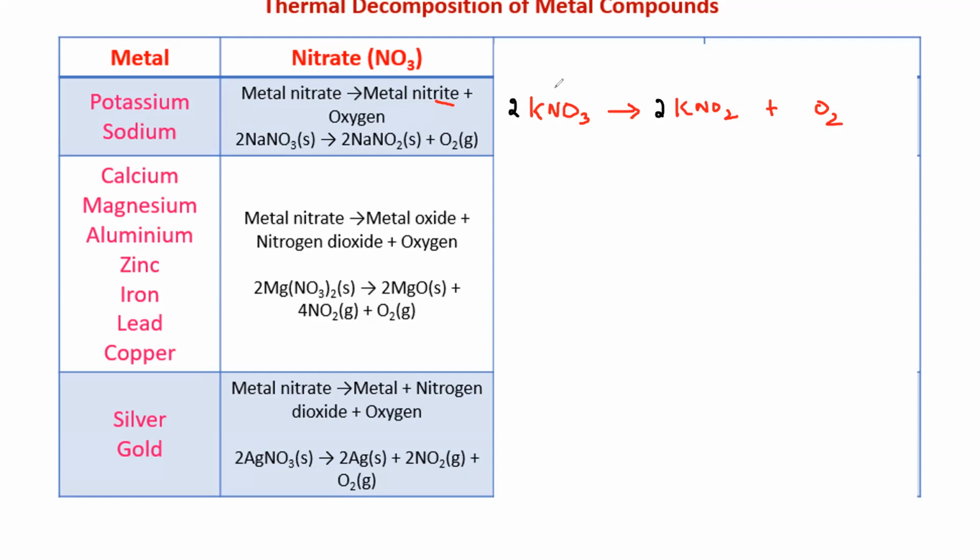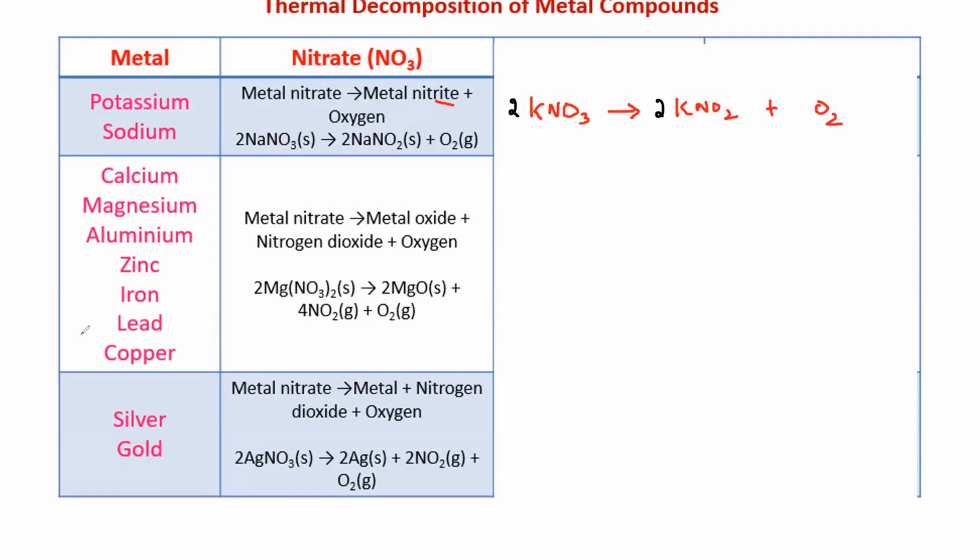So sodium and potassium nitrate, when we supply heat energy, will produce the metal nitrite plus oxygen. If potassium nitrate is heated, it will give potassium nitrite plus oxygen. Same way, if we have sodium nitrate, NaNO3, when we supply heat energy, it gives sodium nitrite plus oxygen. Then to balance the equation, this 2 is put to balance the equation.